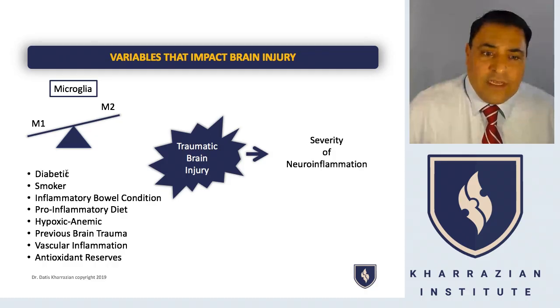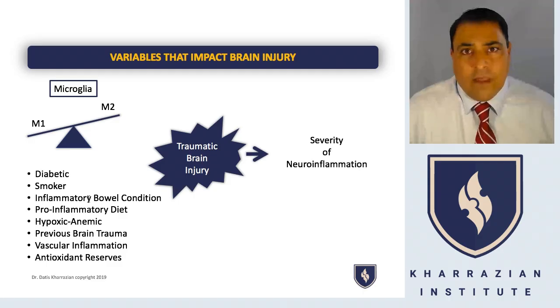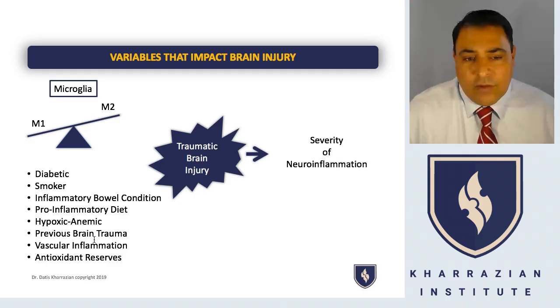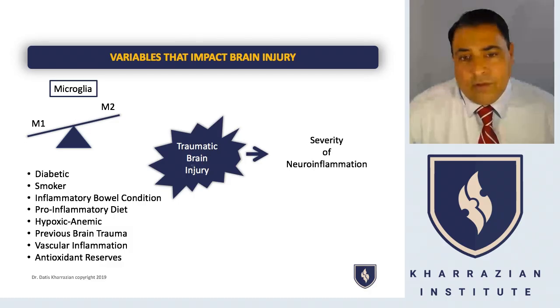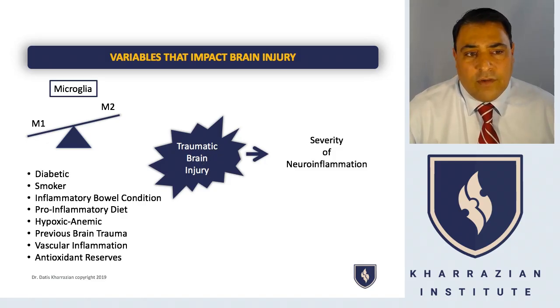with mechanisms such as diabetes, or being a smoker, or having an inflammatory bowel condition, or a pro-inflammatory diet, or being anemic, or having previous brain trauma or vascular inflammation, antioxidant reserve issues, then the traumatic brain injury is going to have a much, much more aggressive inflammatory response upon the exposure, in this case injury. But you could really replace the word injury here with toxic chemical exposure or chemotherapy, and that would really determine the severity of the inflammation.